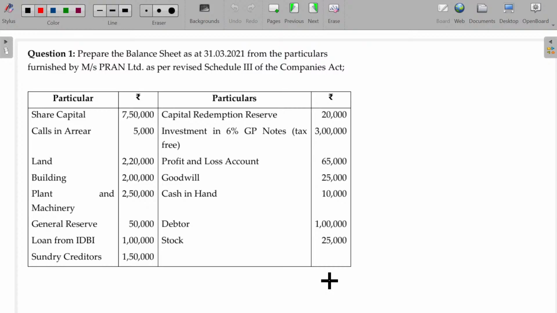Clear? Let's start with the first illustration for balance sheet only. The next illustration will go for the income statement also.